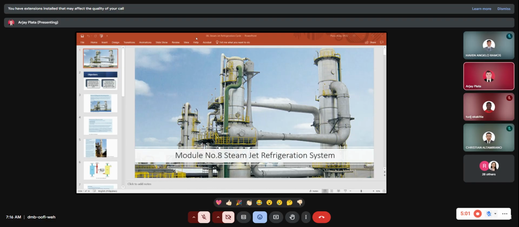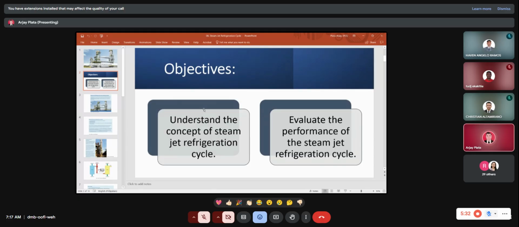Okay, so last time we discussed the cascade refrigeration system. It's part of the multi-pressure refrigeration system. Now we will focus on the next module, which is the steam jet refrigeration system. Our objectives for today are, first, to understand the concept of the steam jet refrigeration cycle or system, and evaluate the performance of the steam jet refrigeration system.